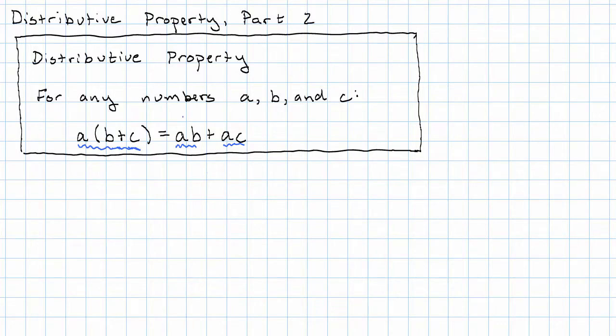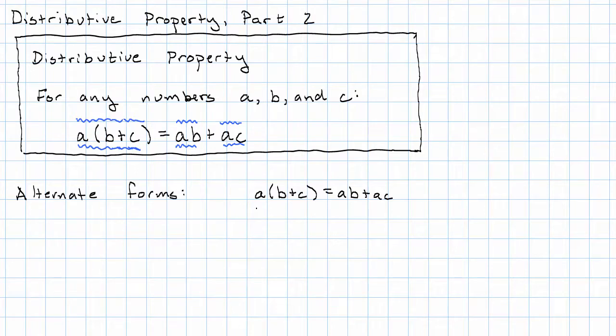Or, if I'm multiplying by the same thing twice, I can rearrange so that I'm only doing multiplication once. Using the properties of multiplication and the properties of addition, there are several forms in which we can write the distributive property. We can write it in this form, or we can write it with the multiplication on the right.